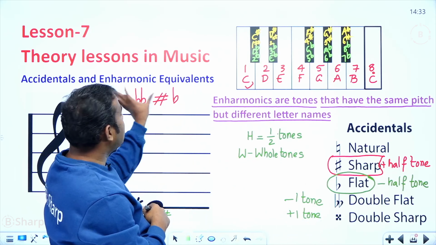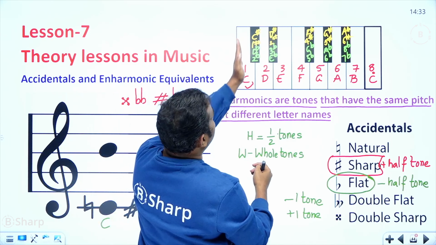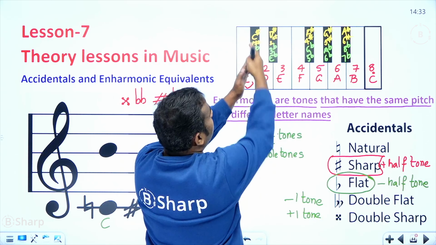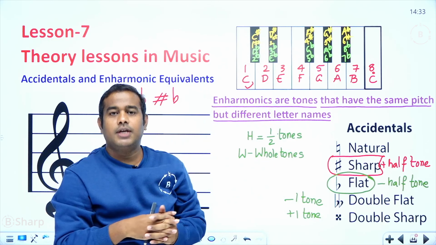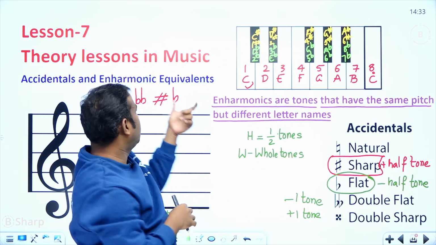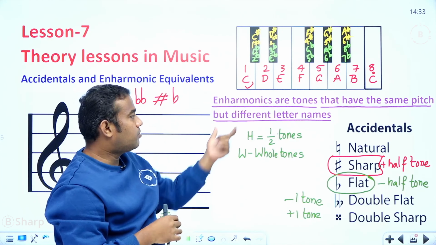Okay, so enharmonics means, even for this one, if you go one step, half step forward, or else you come from the previous key half step backward, you will arrive at the same tone. That same tone is called an enharmonic equivalent. So this is the enharmonic equivalent definition. You would be wondering whether that's a different tone, but that won't be a different tone, they are going to be the same tone.